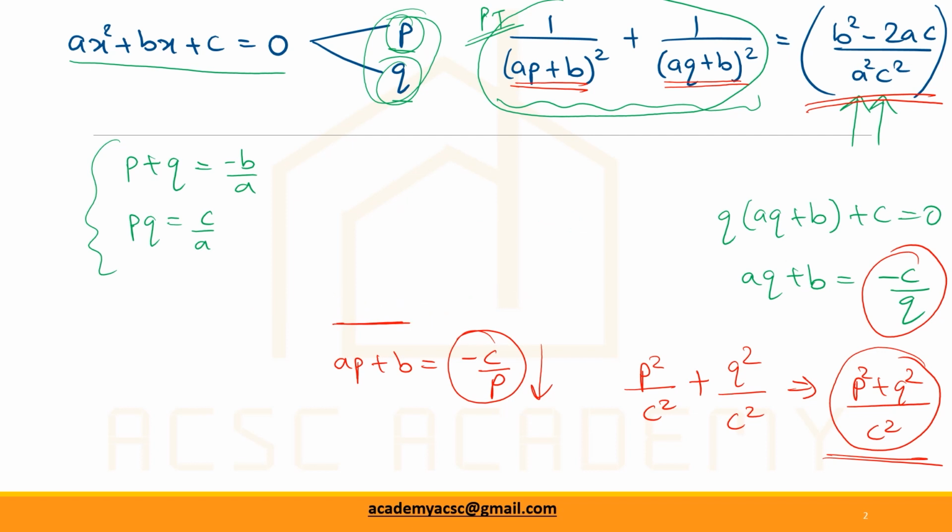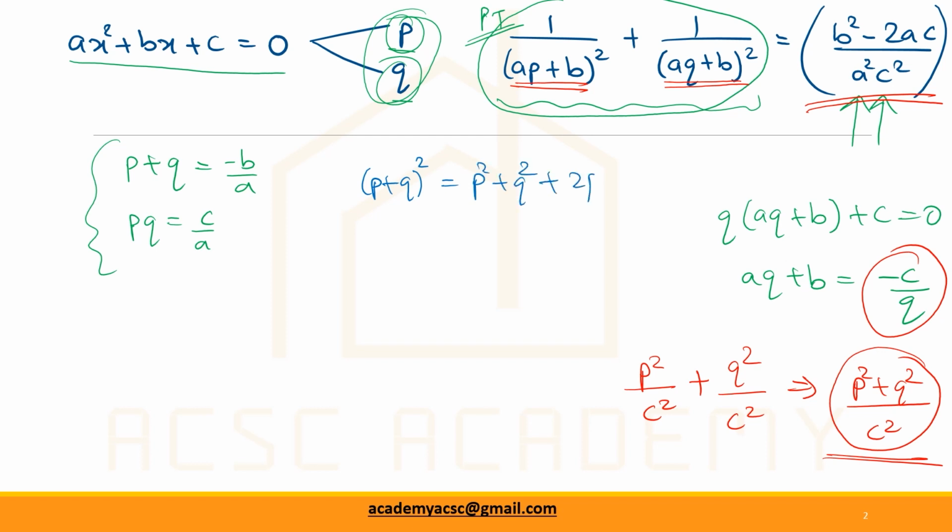Because what we actually need is the sum of squares of the roots. And that can be easily extracted using this particular formula: P plus Q the whole square will be P squared plus Q squared plus 2PQ. Now we already know the sum and the product. So we'll substitute these two and we will be able to extract the value of this sum of squares.